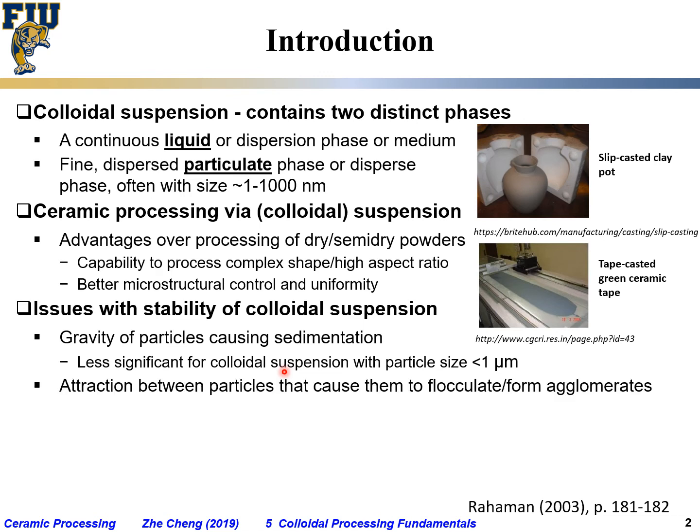But on the other hand, because they are very, very small, the so-called natural attraction, the van der Waals force between neighboring particles, would cause them to naturally flocculate. Smaller particles coming together become larger loose agglomerates. That's called flocculates or soft agglomerates.